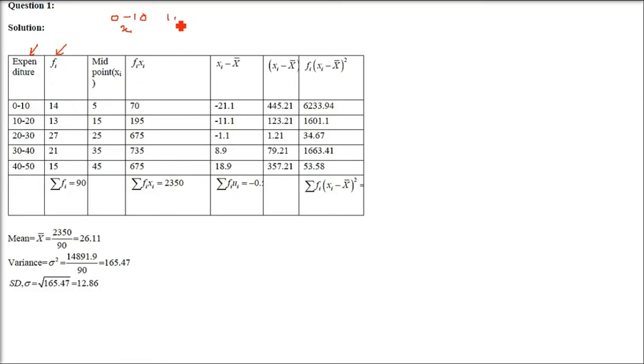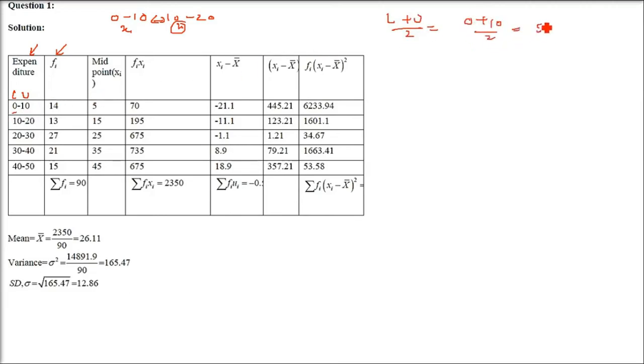This is continuous: 0 to 10, then just after 10, 10 to 20, there is no break between them. Whenever there is a break, I'll tell you. We will multiply F with X only when we have X. This is the lower limit and this is the upper limit. So take the lower, take the upper, add them, and divide by 2. This is how you get the X.